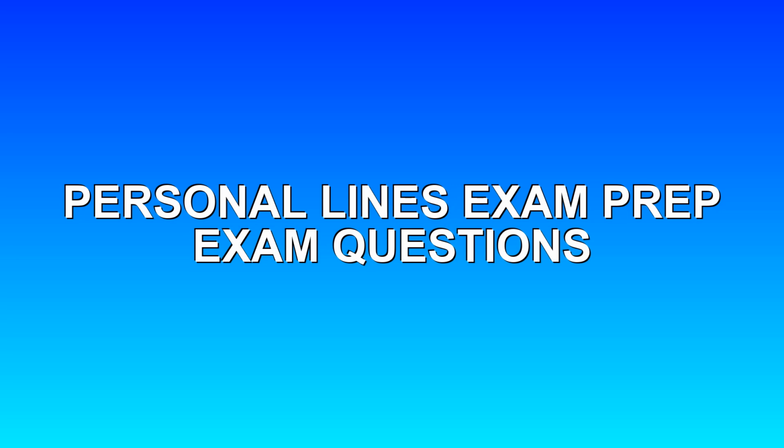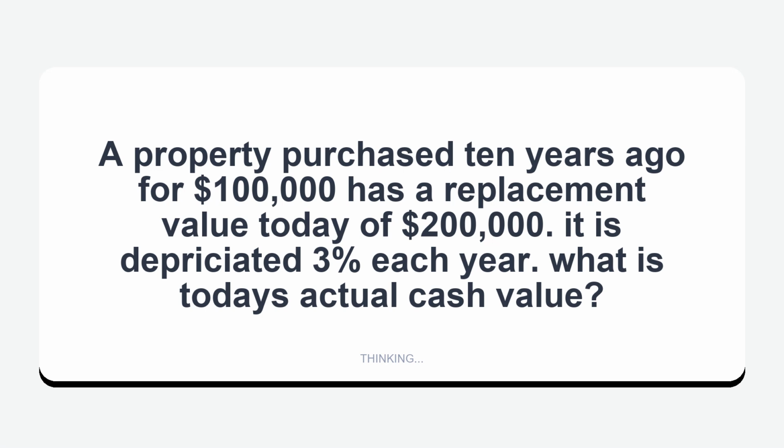Personal lines exam prep exam questions. A property purchased 10 years ago for $100,000 has a replacement value today of $200,000. It is depreciated 3% each year. What is today's actual cash value? $140,000.